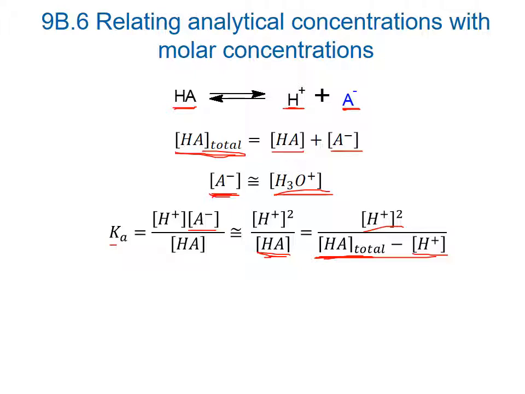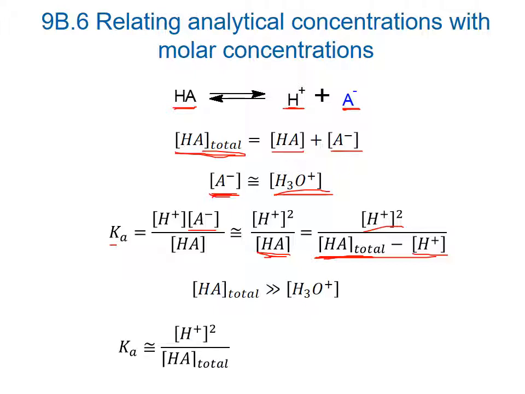We're going to make one other assumption to make this a little bit easier. That assumption is going to be that our HA total, the stuff that we put in, is going to be a lot higher than the hydronium concentration. Now again, this is an assumption that's not always true, but it's generally going to hold true. And if we make that assumption, now we can simplify this. Our HA total is more or less going to be equal to our HA total minus H plus. If HA total is much higher than H plus, that's not going to have a huge effect on this denominator, and we can simplify this. Makes our math a lot easier.